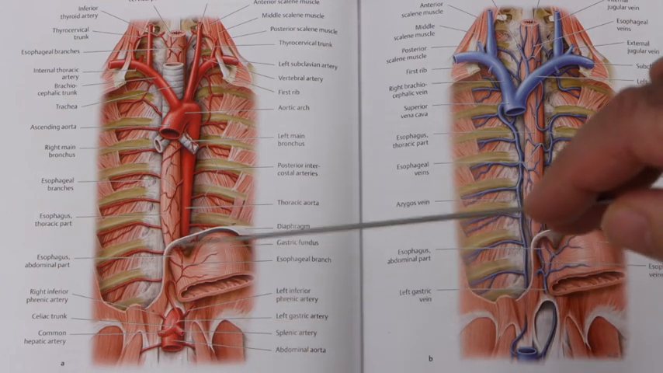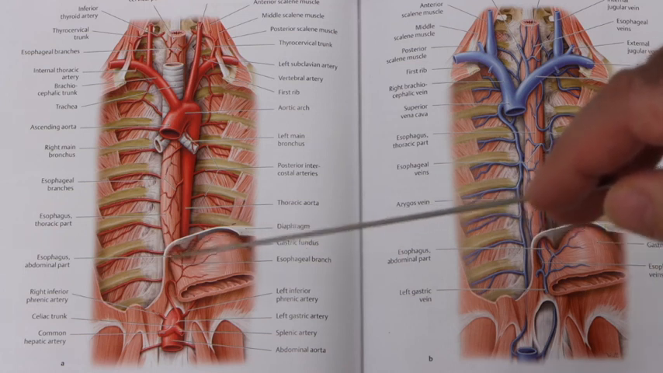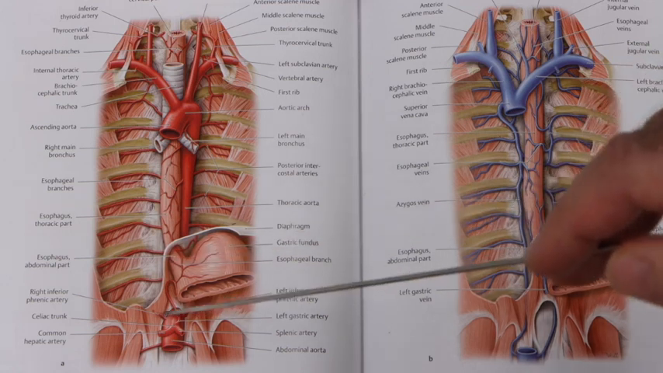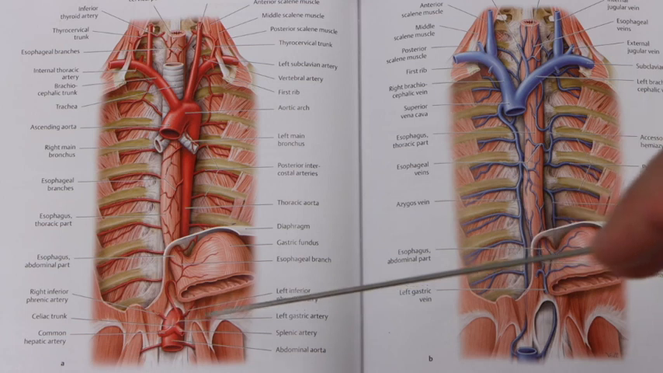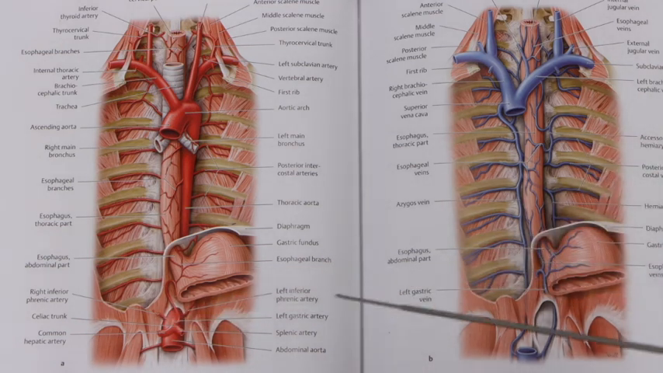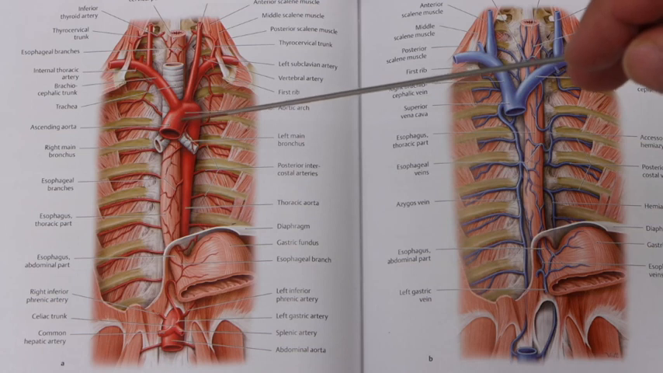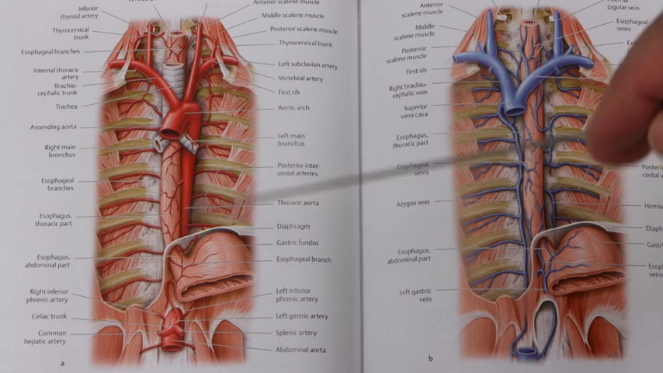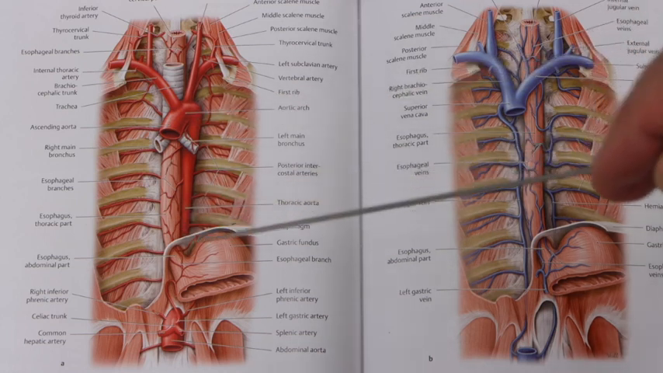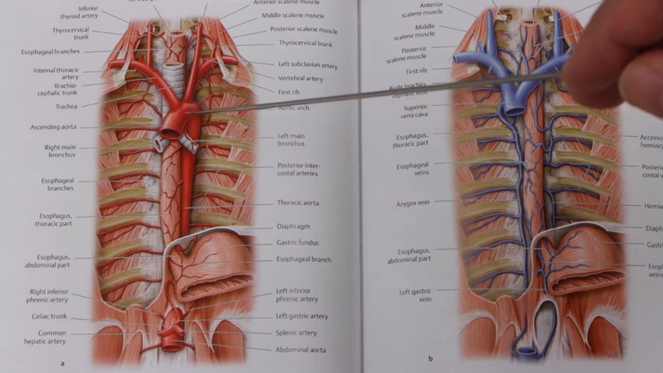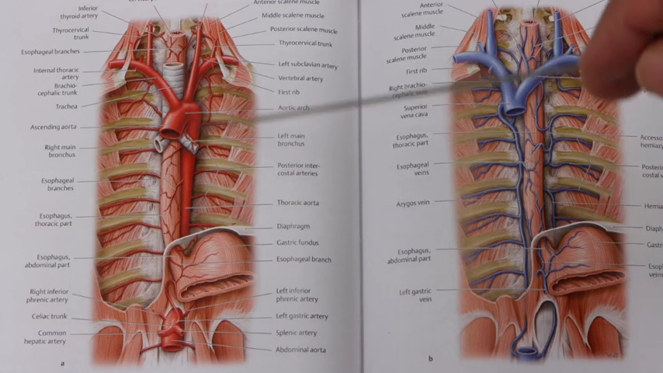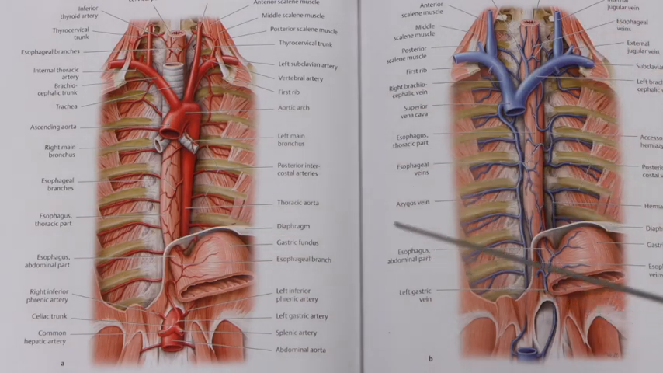The level where the esophagus pierces the diaphragm is the esophageal hiatus, which is approximately at the level of T10. About T12 is the aortic hiatus, which is here. So, as you see, according to the course of the aorta, the thoracic aorta extends from T3 to T12, and it is located in the posterior mediastinum.